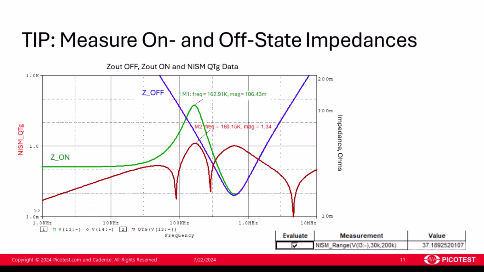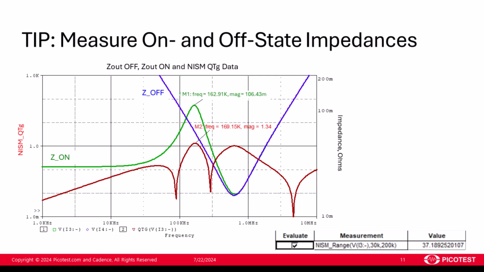The most important tip for using the NISM stability assessment is to find the correct impedance peak and QTG peak. This is done by comparing the control loop powered on and powered off impedances. The impedance peak caused by the output capacitor resonating with the control loop active output inductance is the correct peak, which is indicated here at M1.